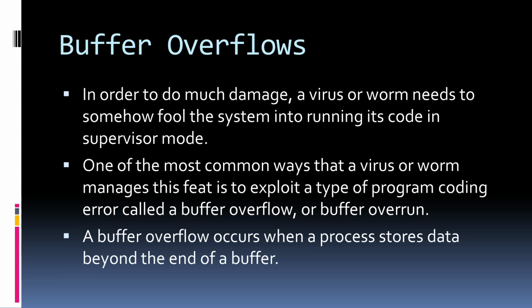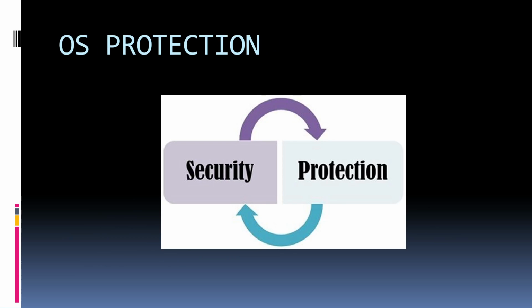Now, buffer overflow. In order to do much damage, a virus or worm needs to somehow fool the system into running its code in supervisor mode. One of the most common ways that a virus or worm manages this feat is to exploit a type of program coding error called a buffer overflow or buffer overrun. A buffer overflow occurs when a process stores data beyond the end of a buffer.